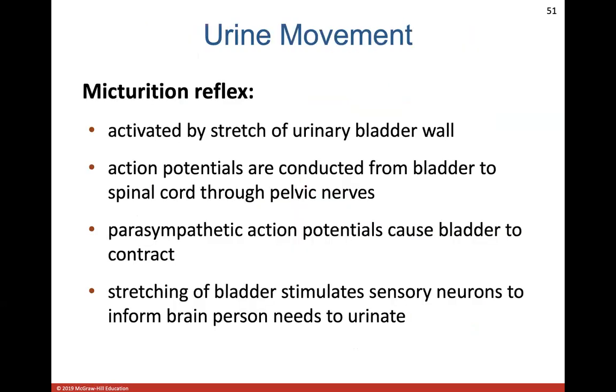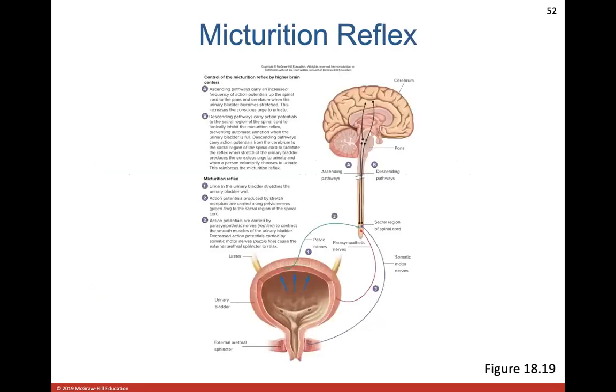Urine movement is called the micturition reflex, which is activated by a stretch of the urinary bladder wall. It sends action potentials from the bladder to the spinal cord through pelvic nerves. Parasympathetic action causes your bladder to contract, and the stretching of the bladder will stimulate sensory neurons to inform the brain that a person needs to urinate.